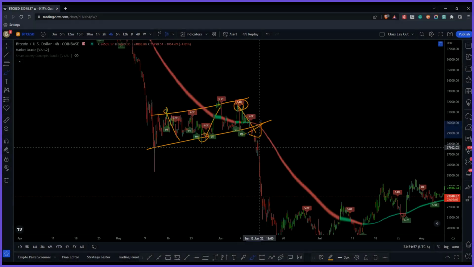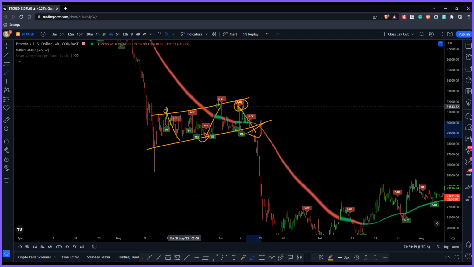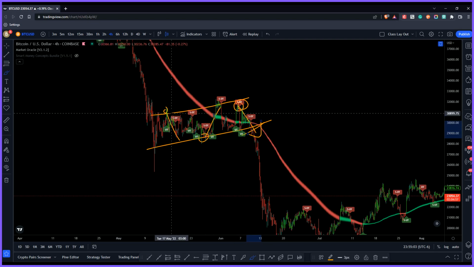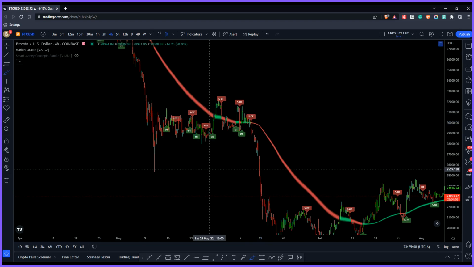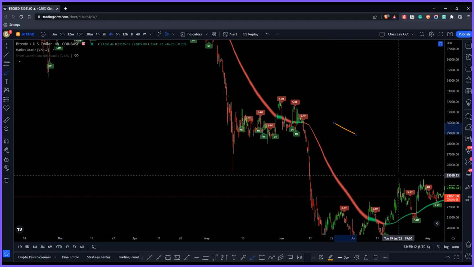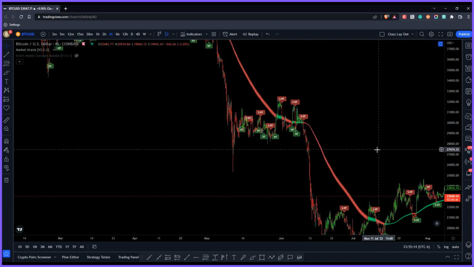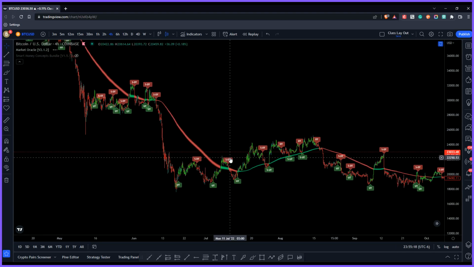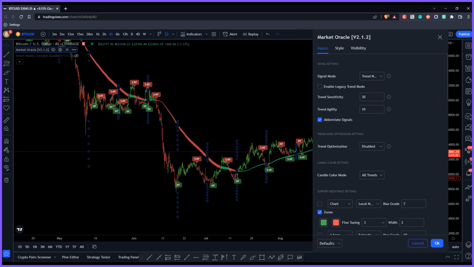So now that we know how the interference actually could be beneficial, let's take a look at the opposite way and try to remove it, right? So now it's time to take a look at the proper settings on the Market Oracle and start configuring it. So for that, let's first explain what the trend sensitivity is.